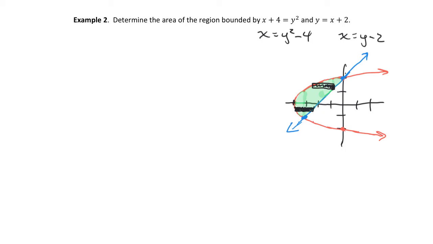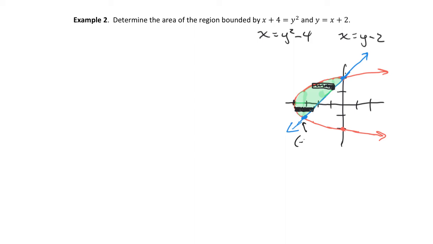Notice that as we move up and down, on this one, the rightmost curve is the blue curve, the leftmost curve is the red curve. On this one, the rightmost curve is the blue curve, the leftmost curve is the red curve. As the rectangles move up and down, we would still have that throughout the entire interval. We need to establish our limits of integration, which will be defined by the ordered pairs of the intersecting points.